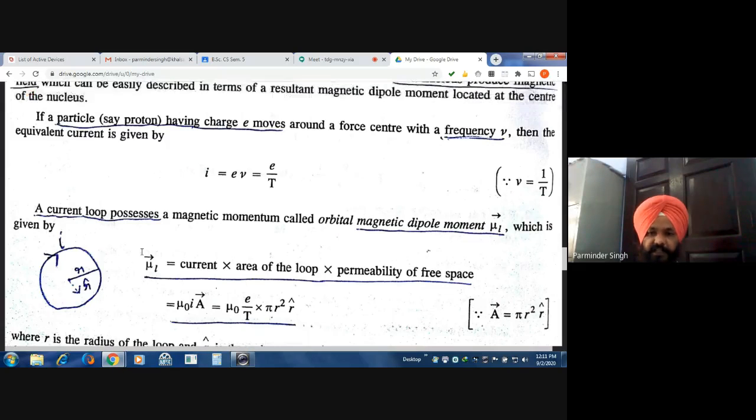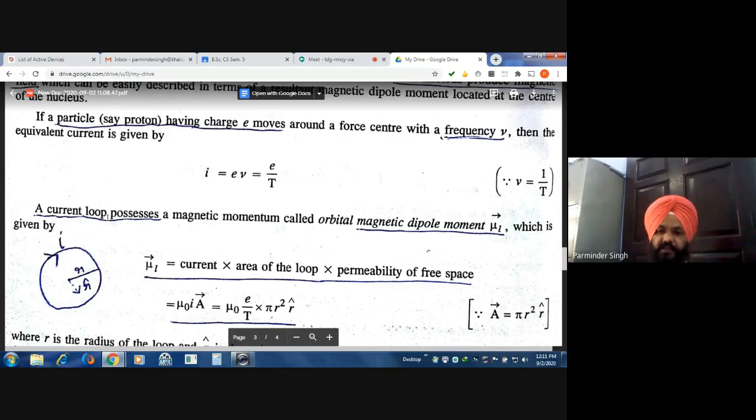So the magnetic dipole moment is equal to the current passed times the area of the loop times the permeability of free space. So mu naught is the permeability of free space. Suppose current I is moving in this circular loop, and capital A will be the area of this loop. So A vector will be the area vector here.